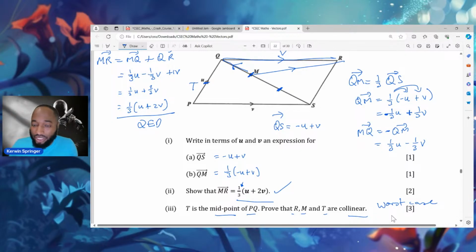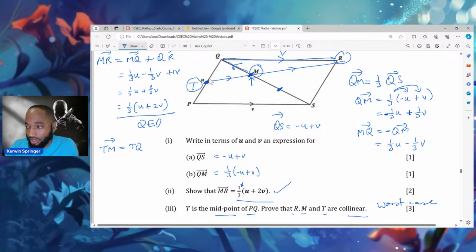To prove that something is collinear, you need to get two vectors and show that they share a common scalar factor. And then you need to show that they share a common point. So in other words, T is here. It is clear to me that I need to find T to M. I already know M to R. But I need to find T to M, because I need to get some kind of scalar factor out of that. So let's work out what T to M is. T to M is the same as T to Q.